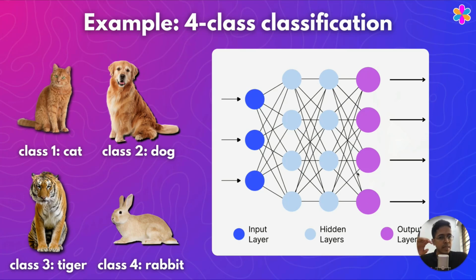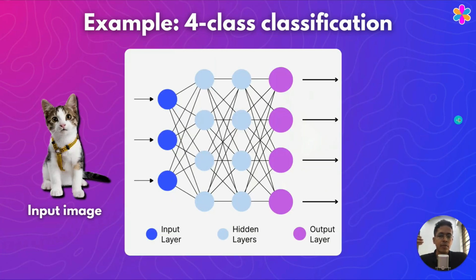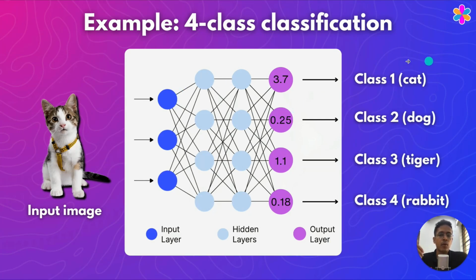For a moment, just ignore what is happening in the hidden layers, input layers, etc. Let's say the neural network is trained and we are feeding the neural network a particular input image of a cat. And the output layer of the neural network may provide some kind of numbers as the output. Let's say this is 3.7, 0.25, 1.1, and 0.18.